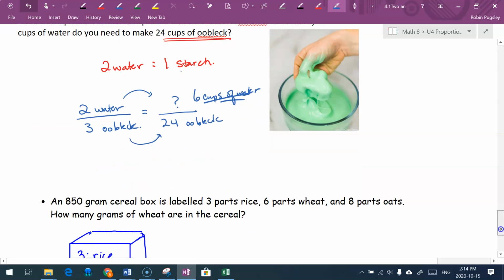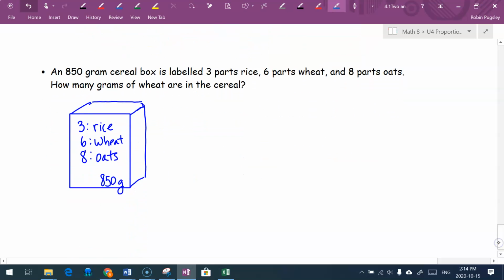Here's another example like that, our last one today. I have an 850-gram cereal box. It is labeled 3 parts rice, 6 parts wheat, and 8 parts oat. That is the proportion of the different grains in my cereal. If this box comes in an 850-gram total amount, then how many grams of wheat are in this box? Or I could ask how many grams of rice or how many grams of oats.